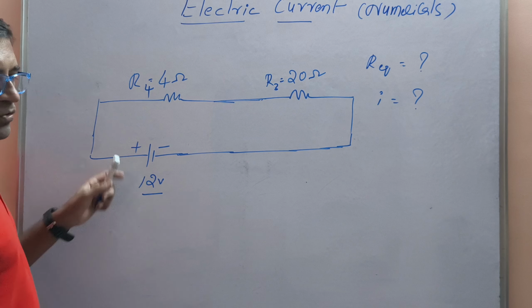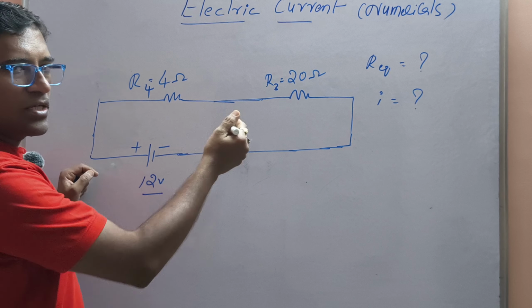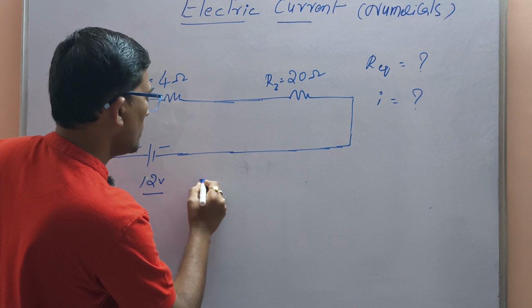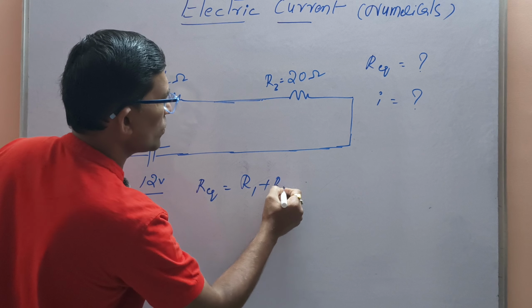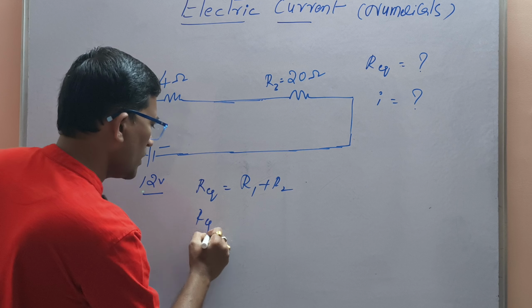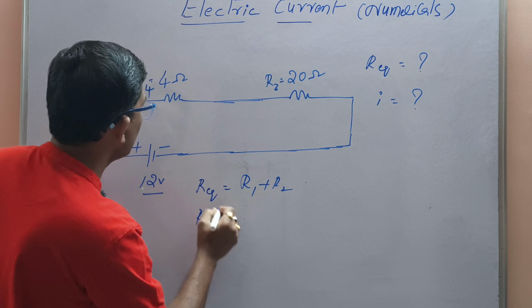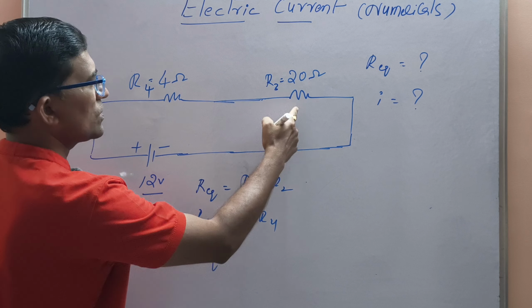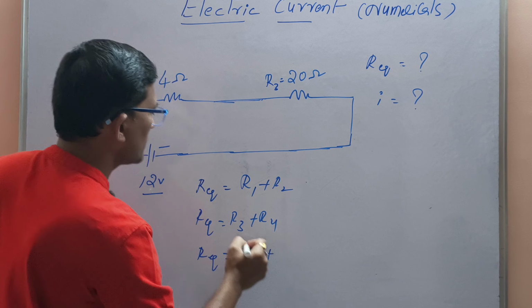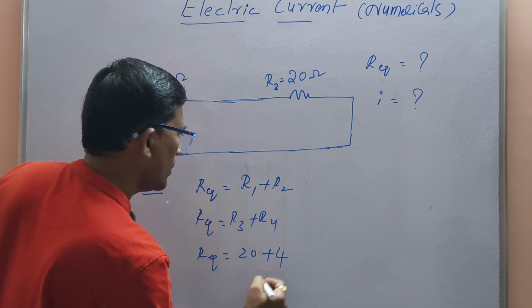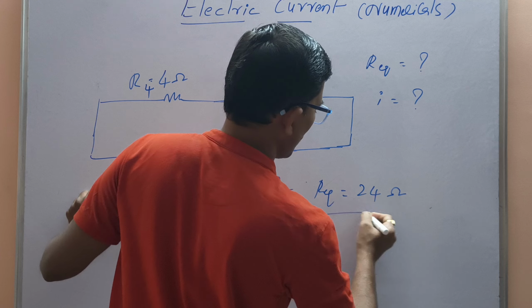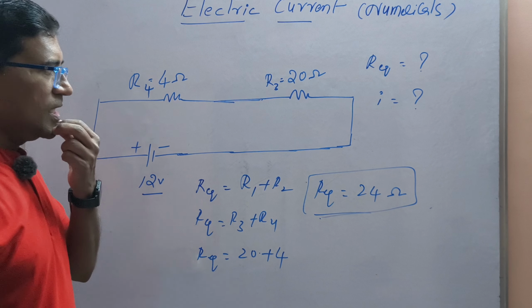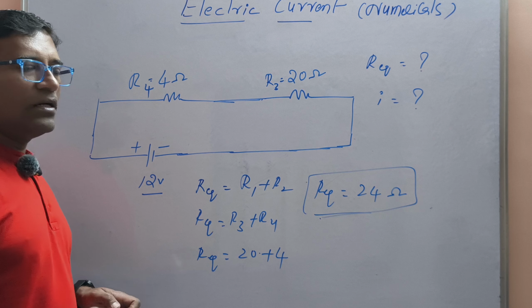Now, if you see the circuit, both these resistors connect in which combination? Series combination. So R equivalent is equal to R1 plus R2 is the formula. Now here we have R equivalent is equal to R3 plus R4. R3 is how much? 20 ohm. R4 is 4 ohm. Then R equivalent is equal to 20 plus 4, how much? 24 ohm. So this is the equivalent resistance of all the resistors which are connected according to the given circuit.